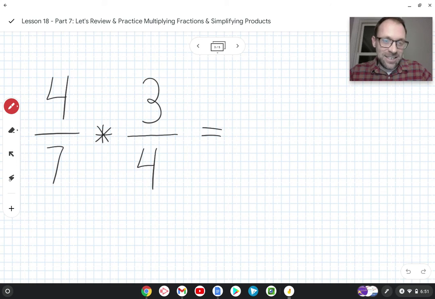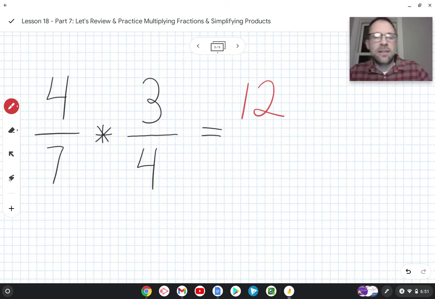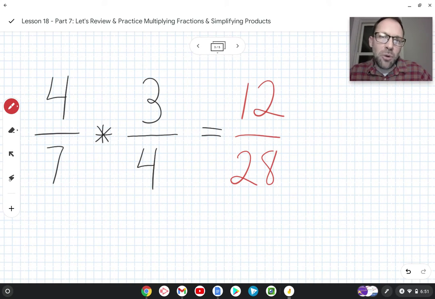Here in this next example, we're going to do the same first two steps. Let's multiply 4 times 3 and get 12. Let's multiply 7 times 4. That'll give us 28. And I just realized 12 and 28 are both even numbers. That means they can both be divided by 2. That also means that they can both be simplified.